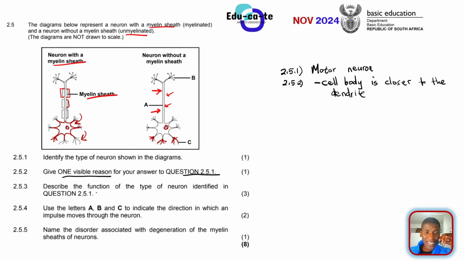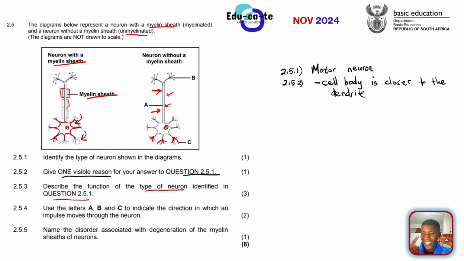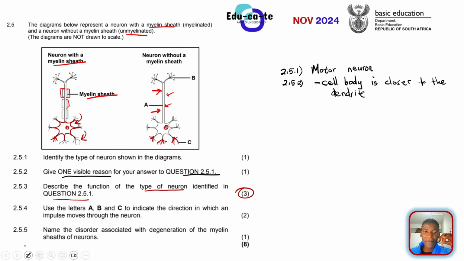And then now they say describe the function of the type of neuron identified in question 2.5.1. So we say that this is a motor neuron. What are the functions of the motor neuron? Here they say the function, so you have to describe only one function and explain how it works. So basically here you are given 3 marks to do that. So at least give 3 valid points so that we can give you the marks for that.